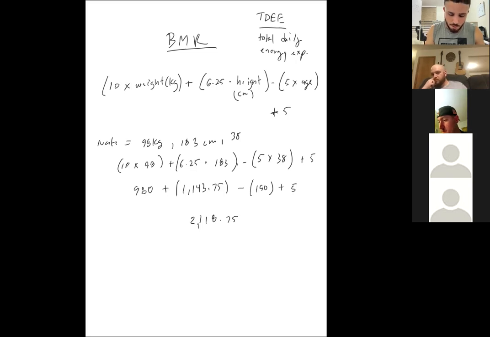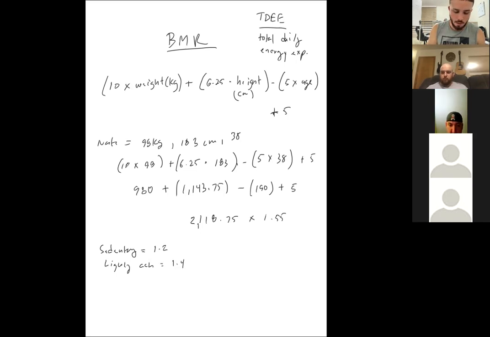Everyone here is gonna take this number, let's say my number, and multiply it by 1.55. Basically, if you're sedentary, you multiply by 1.2. That's someone in a desk job who doesn't do anything. If you're lightly active, like 2 to 4 hours of exercise, you multiply by 1.4. If you're moderately active, you multiply by 1.6. I hate writing, just listen.